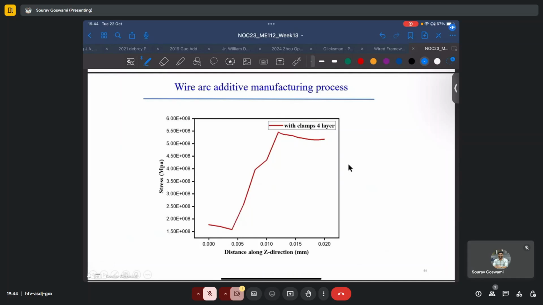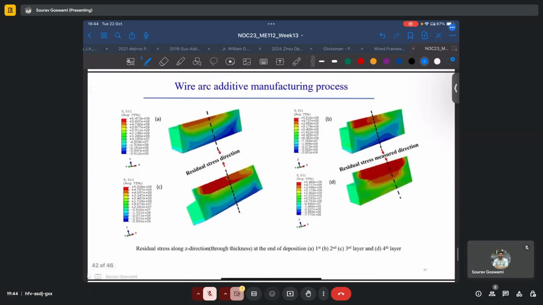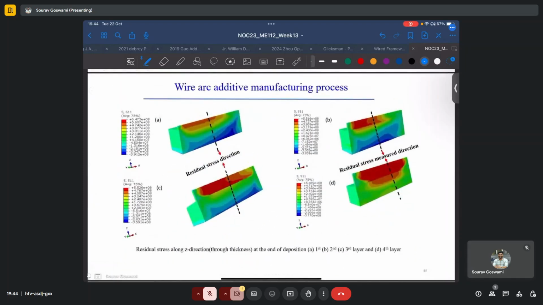Along any chosen axis, such as the z direction chosen here, we can also plot the variation in the residual stresses. The direction of residual stress is also shown here in this simulation, and we see how with the addition of multiple layers it may change.